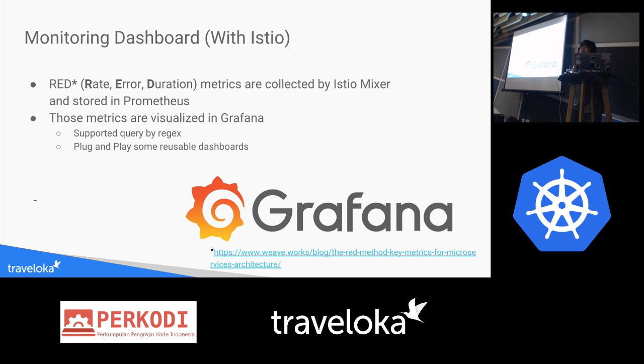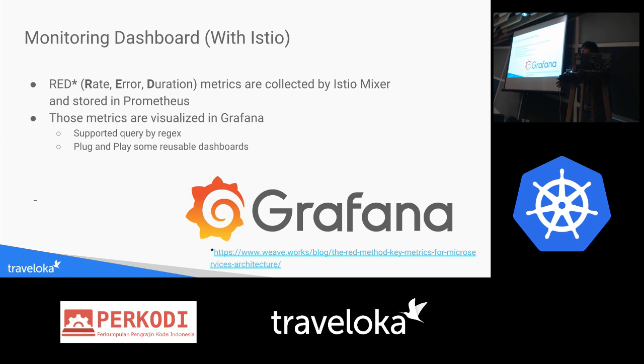So this is the monitoring dashboard that we have after we are using Istio. Right now, actually we also have Datadog, but this project is only a POC, so we try to run Istio and we are not running all of our traffic in Istio, only a small portion. But because we are using Istio, we decided to try Grafana, Prometheus, Jaeger and the other monitoring tools.